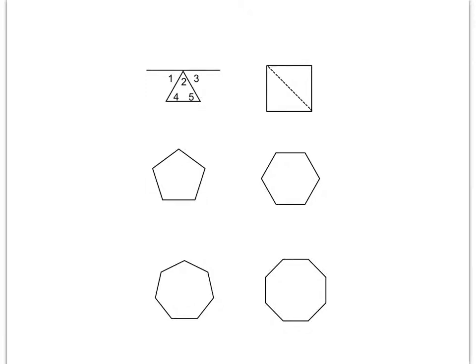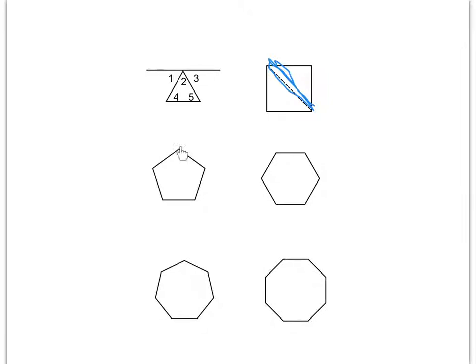Now let's look at the quadrilateral right here. If I draw this diagonal right there, I now have divided my quadrilateral into two triangles, one right here and one right here. So I have two triangles whose angles each add up to 180. So 180 plus 180 is equal to 360. So the angles of a quadrilateral add up to 360.